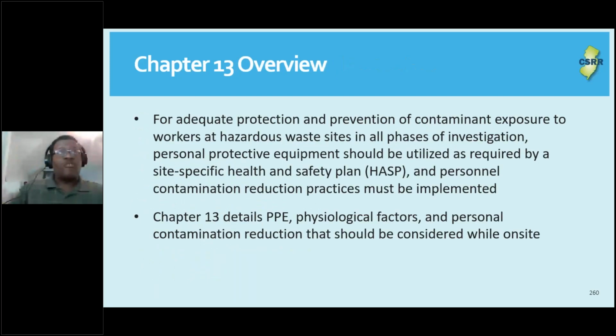And so for adequate protection, prevention of contaminant exposure to workers at hazardous waste sites in all phases of investigation, personal protective equipment should be utilized as required by a site-specific health and safety plan, and personnel contaminant reduction practices must be implemented. Chapter 13 details PPE, personal protective equipment, physiological factors for use of PPE in health and safety, and personal contamination reduction that should be considered while on site.